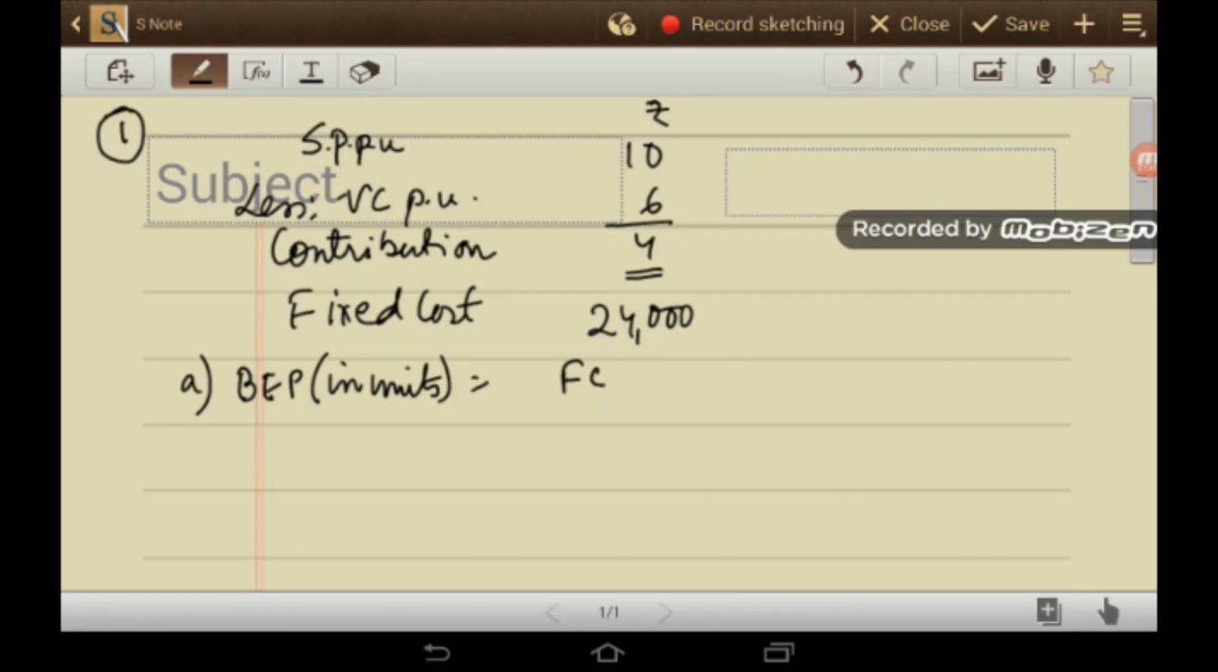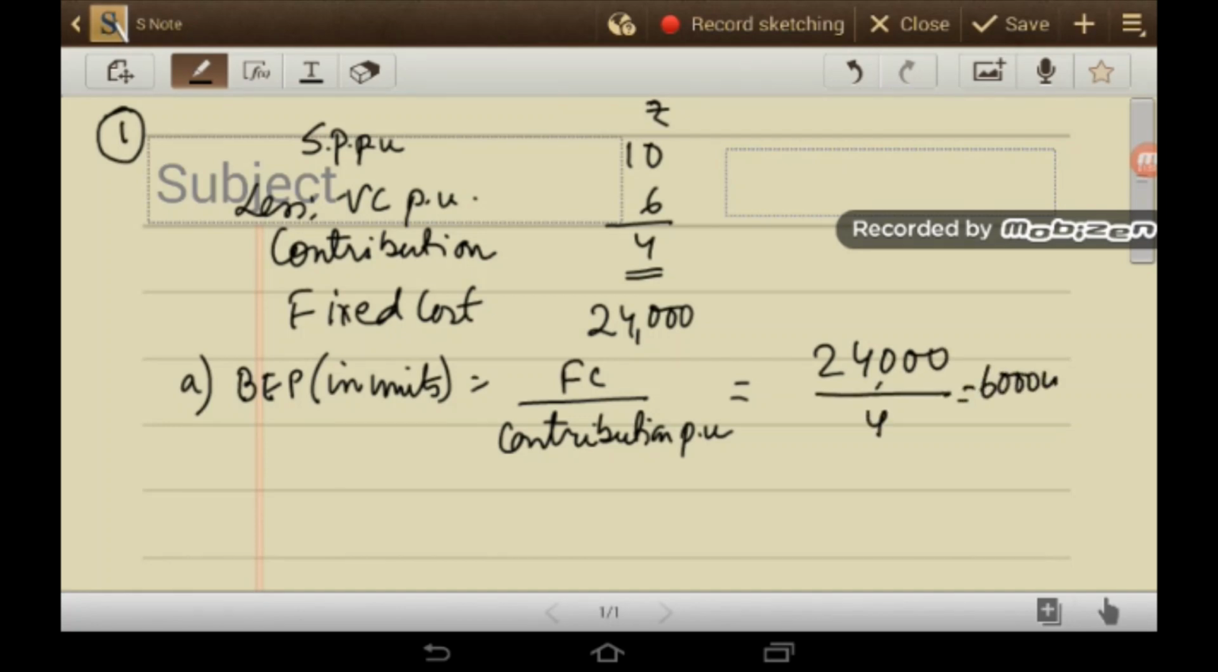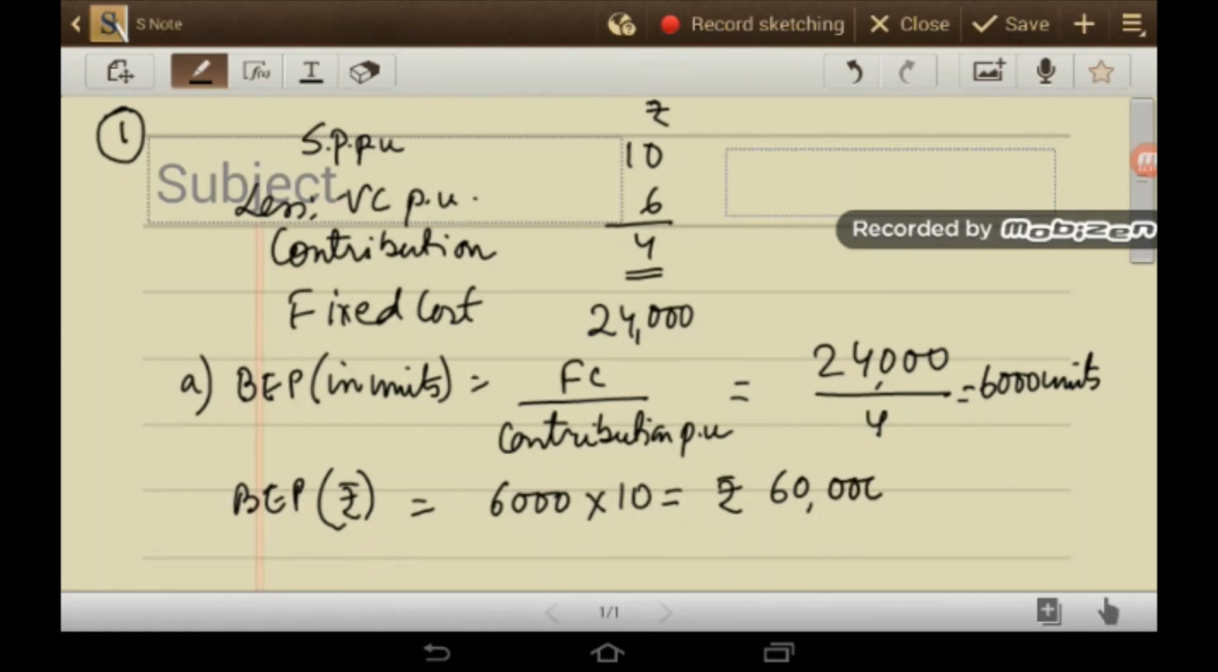is equal to fixed cost by contribution per unit. So fixed cost is 24,000 and contribution per unit is 4. So this gives 6,000 units. And BEP in rupee or amount is equal to 6,000, that is BEP in units into selling price per unit, or rupees 60,000. So this is BEP in units into selling price per unit.